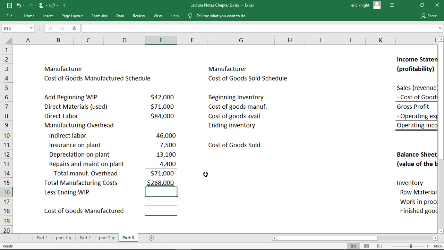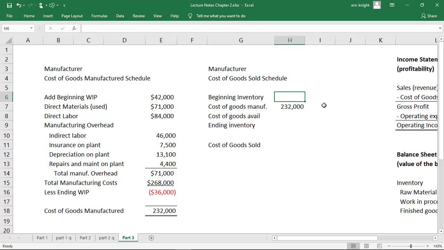Our ending work in process was given to us, and that was 36,000. Notice it's not negative, it's that we're subtracting. There's a difference. We don't have negative work in process. We have work in process that we're subtracting. And then we have cost of goods manufactured, which is 232, because we take the 268 minus the 36. And that is going to be used in the cost of goods sold schedule, right? So that's going to be the 232 used up here.